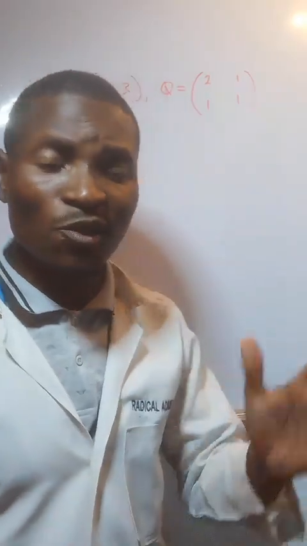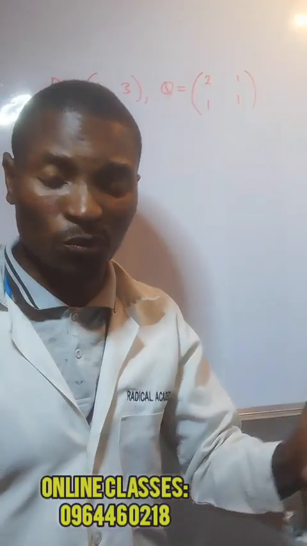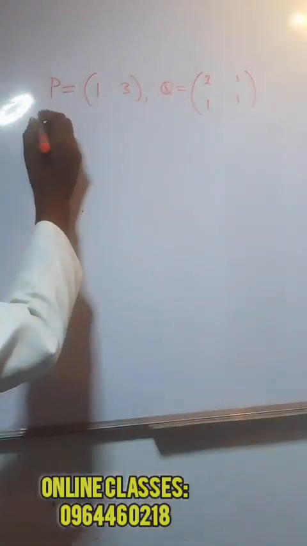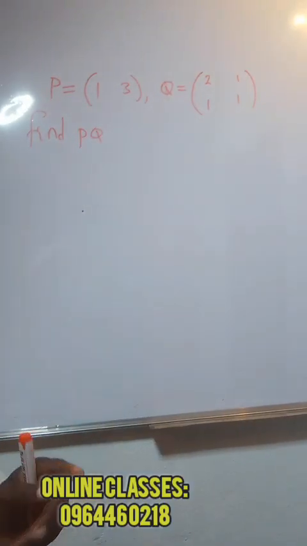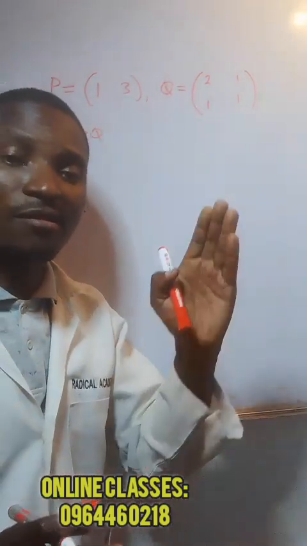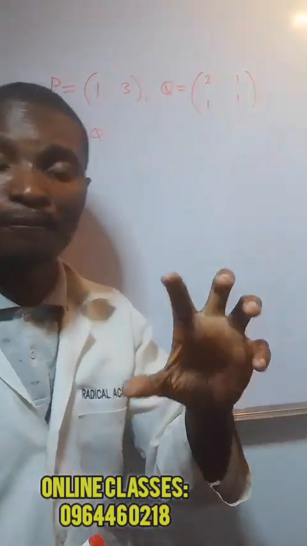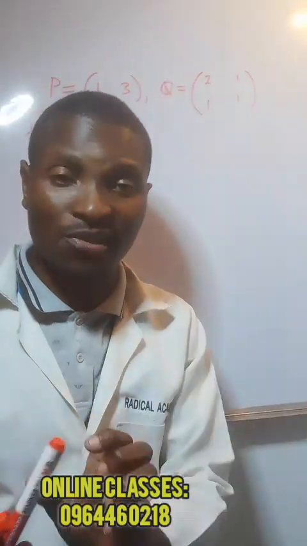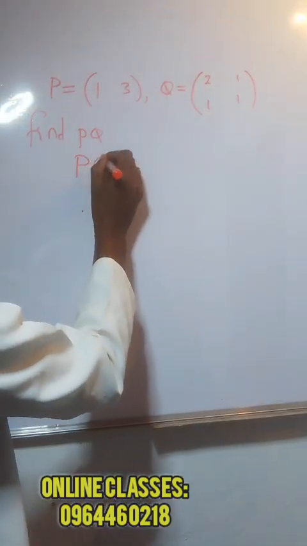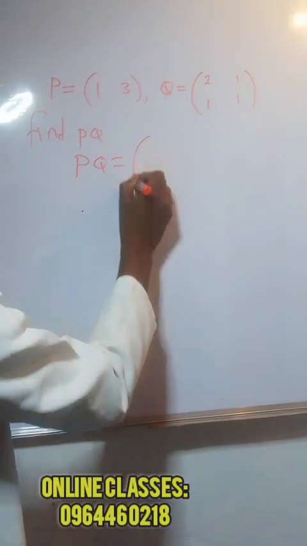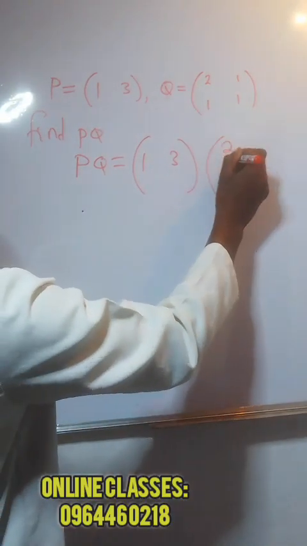Let's dive into this. So we have two matrices, matrix P as well as matrix Q. Now let's say I say find PQ, meaning we are multiplying the two matrices. So what are we going to do now? We're going to say PQ: you start with this one, 1, 3, multiplied by this one.